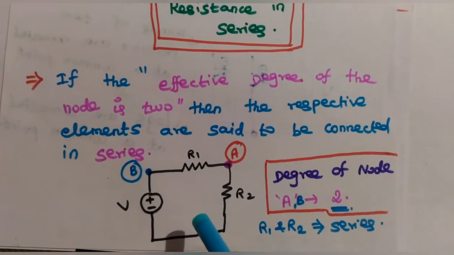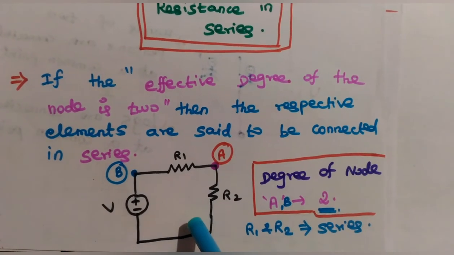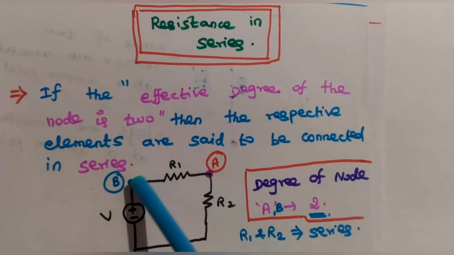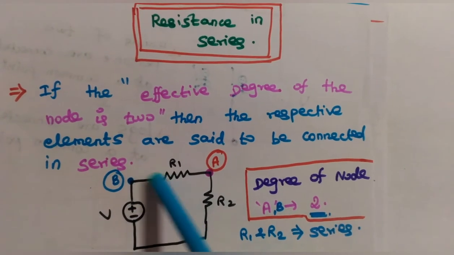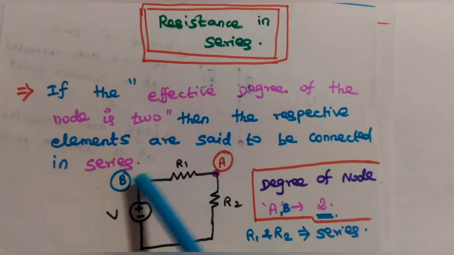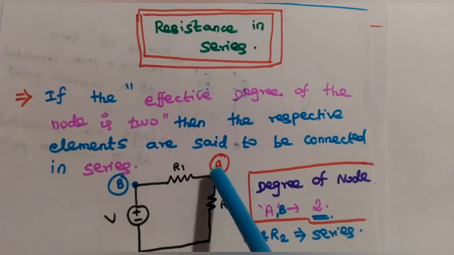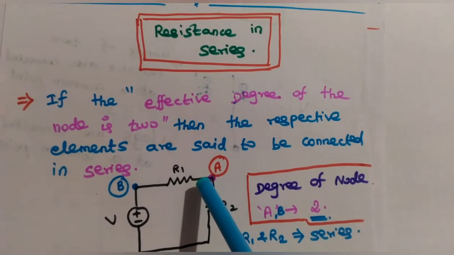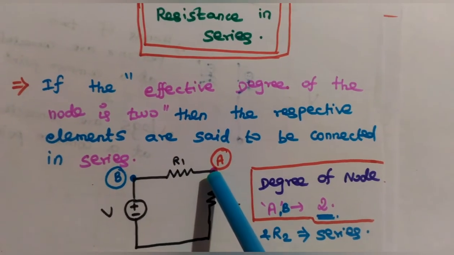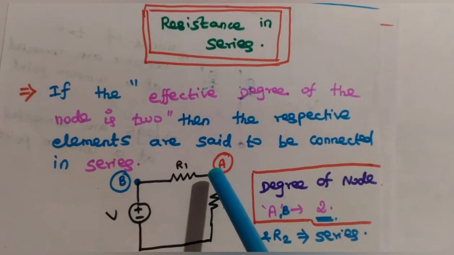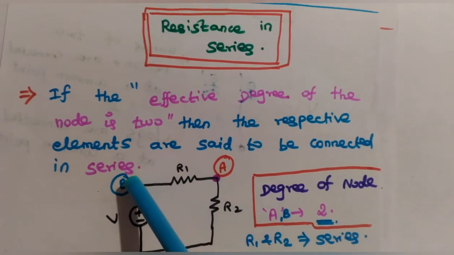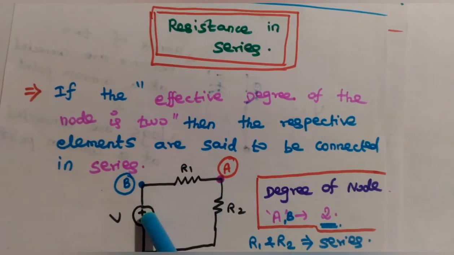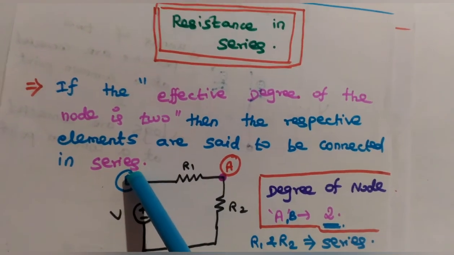So consider this circuit. Here this is a voltage source, and resistances R1 and R2. This is one node, where the two elements, voltage source and resistance, are connected at a common point. And these two resistances are connected at one point, which is another node. Degree means how many elements are connected at the meeting point. So at node B, there is one voltage source and one resistance, so the degree of node B is 2.